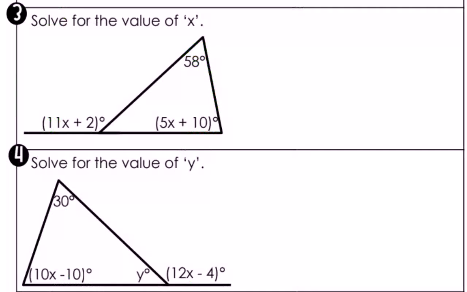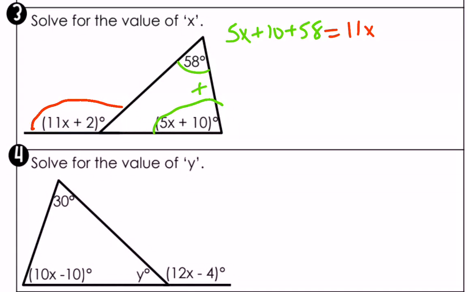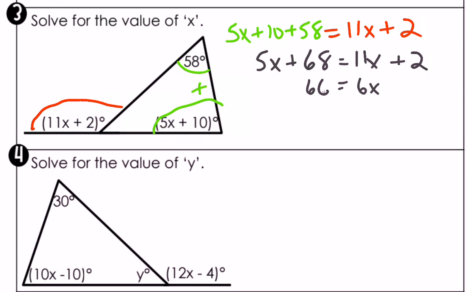But now when I get to a more complicated thing like this, it would be a lot harder to try and do the type of reasoning you might have been using. So I know that the exterior angle is equal to the sum of the remote interior angles. So 5x plus 10 plus 58 equals 11x plus 2. So 5x plus 68 equals 11x plus 2. So 6x equals 66, and x equals 11.